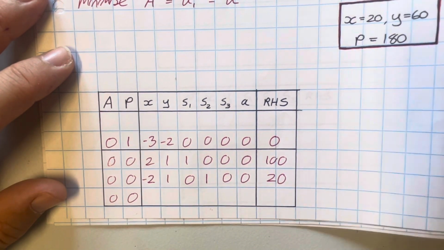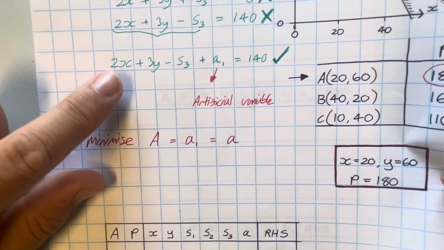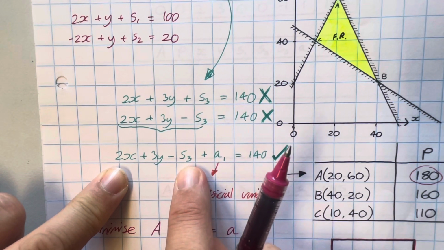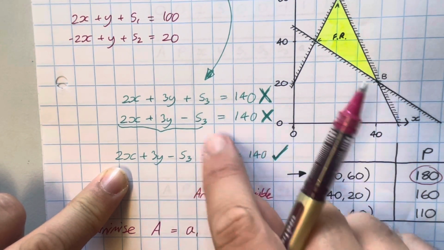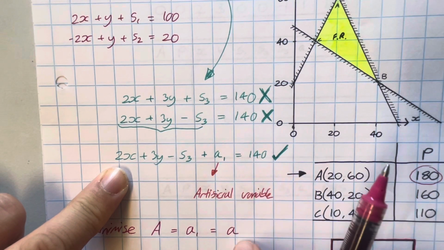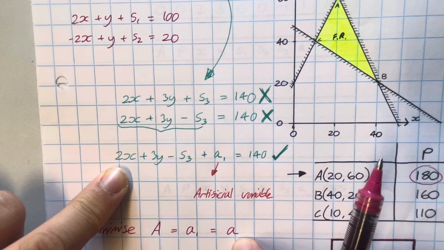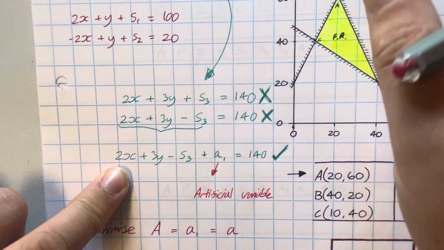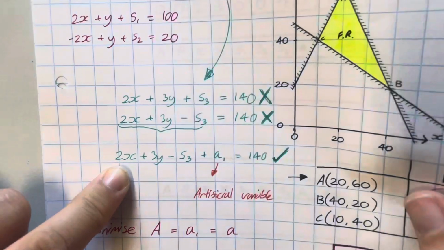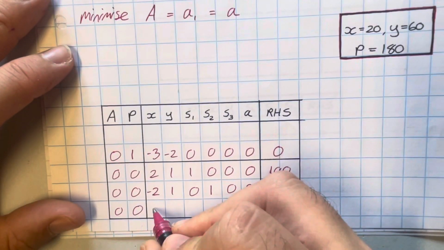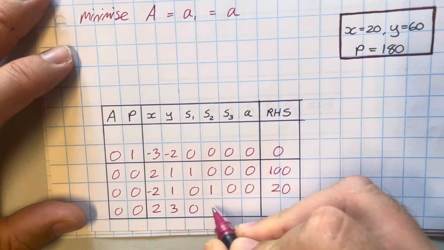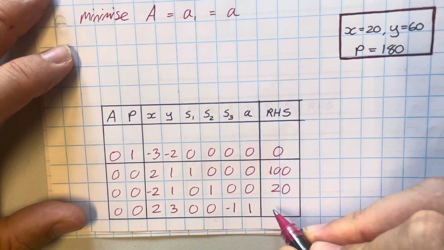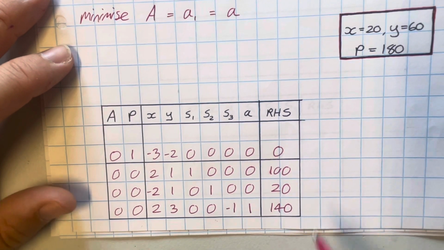Now our artificial one, again, we've got a negative S3 as our surplus variable, not a slack variable, surplus variable. And then we've got our artificial variable as well, which I've called A, because there's only one of them. In the next video, we're going to look at a case when there's 2 artificial variables, and then we can see how the algorithm changes slightly. So 2x plus 3y, then a negative surplus variable plus our artificial variable, and that's going to equal 140.